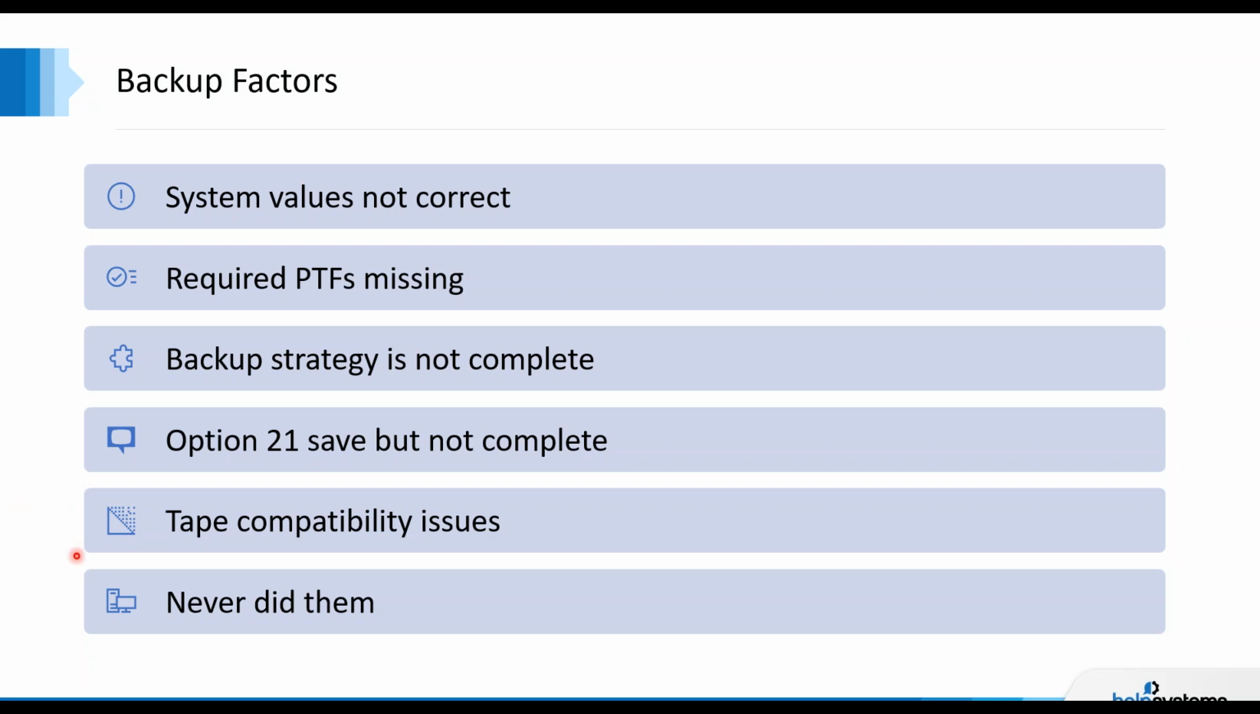And then, tape compatibility issues. If you do go to restore your system, do you have the proper things? We're hearing a lot about doing cloud backups and things like that, but think about that. If you're doing a cloud backup to Amazon AWS, do they have an IBM i environment for you to restore? So why do we back up? Eventually we might want to restore, right? So making sure that we can do that.